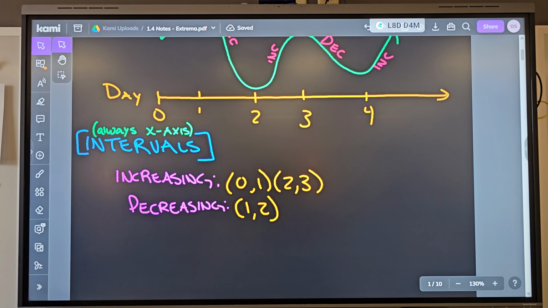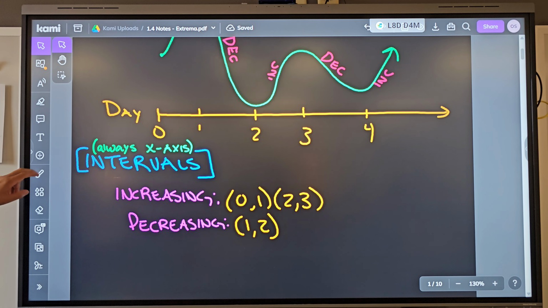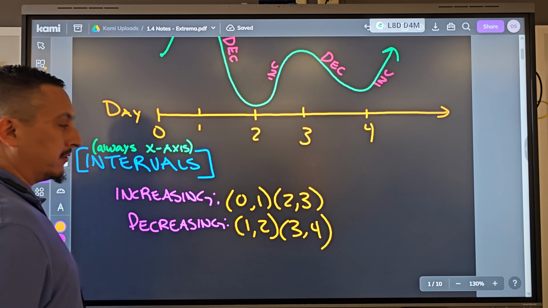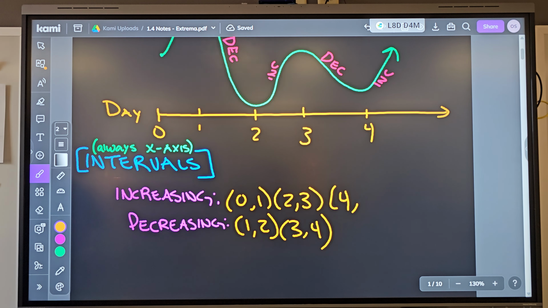All right, so let's just finish this. We decrease again from day 3 to 4. And the final increase, where we're going to make a lot of money, is from day 4 to what day?